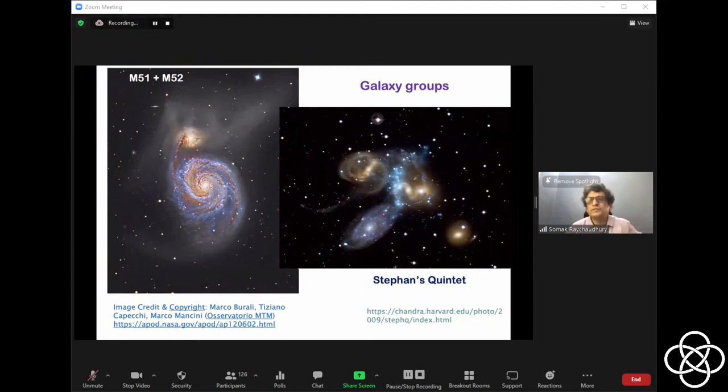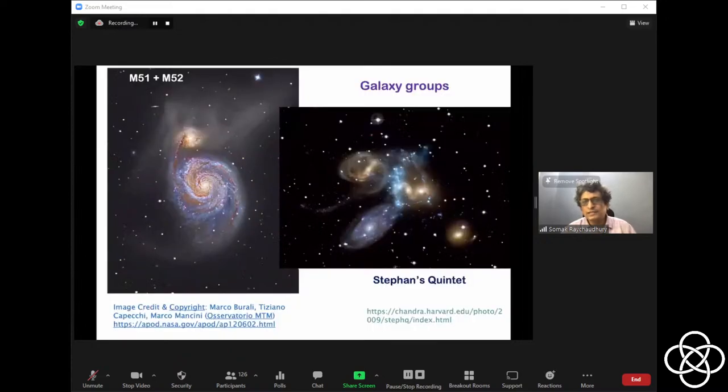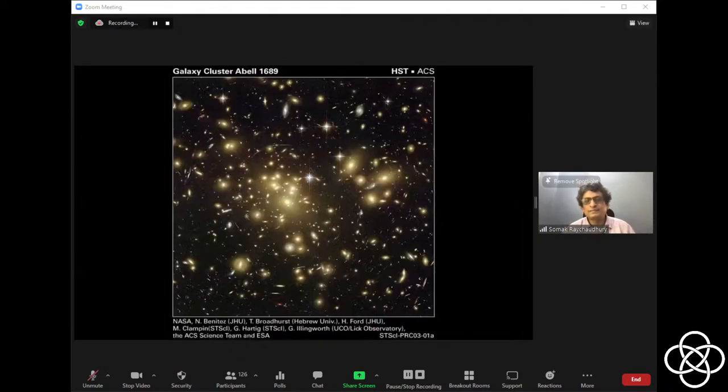So what do these things do? Why are we talking about these things? Why are they important in cosmology, in astrophysics? You have to contrast these with clusters like this. These are the mega clusters of galaxies. These are the mega cities of galaxies, right? Here's a galaxy cluster that has thousands of galaxies. You can see they're all together.